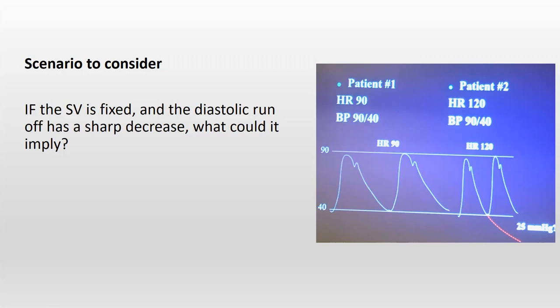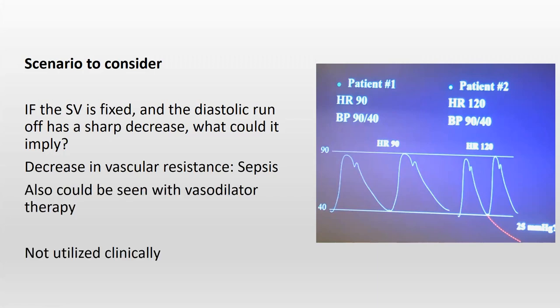So when there's no resistance, that means there's dilatation. You have an upstroke, and in diastole, instead of having that elastic recoil and pressure, the blood is moving really fast. So it's basically a decrease in vascular resistance. In sepsis, you can have a sharp decrease in your diastolic runoff. This could also be seen in vasodilator therapies that we use. This is what I was trying to get pictures of in the ICU yesterday, but the physiologies of our patients were too complex for a simple sepsis waveform.